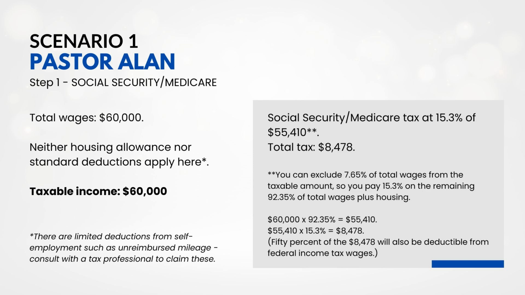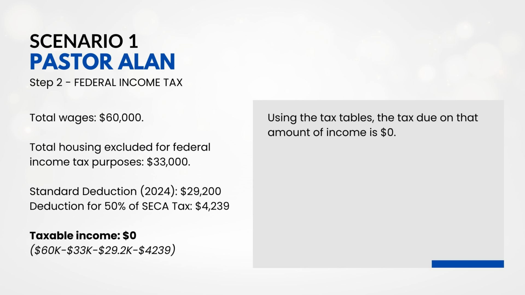In Pastor Allen's scenario, he's going to pay 15.3% of $55,410. You might be wondering why we don't calculate the 15.3% on the full $60,000. The IRS essentially lets the first 7.65% of the wages be excluded from the 15.3% calculation. They also let you deduct 50% of your self-employment tax from your taxable wages when calculating your federal income tax. In Pastor Allen's case, his total self-employment or Social Security and Medicare tax is $8,478.